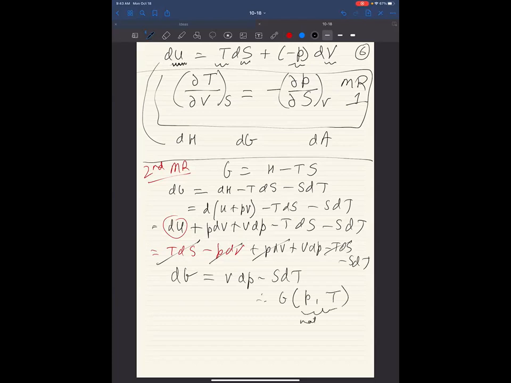These are natural variables. So from this, we can again lead to a bunch of relations. We could have written down dG as partial G by partial P at constant V multiplied by dP plus partial G by partial T at constant P. No, I totally messed it up. It's pressure and temperature, sorry.